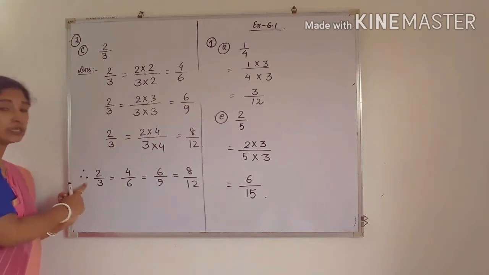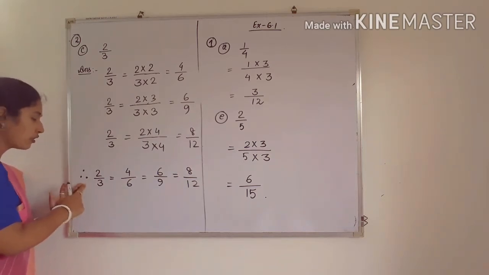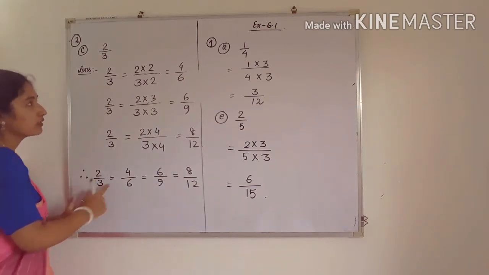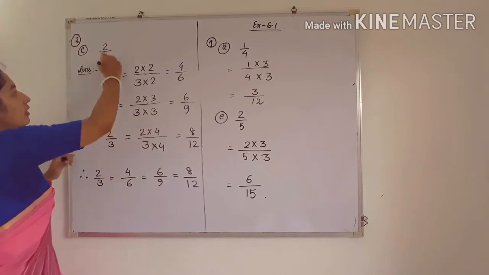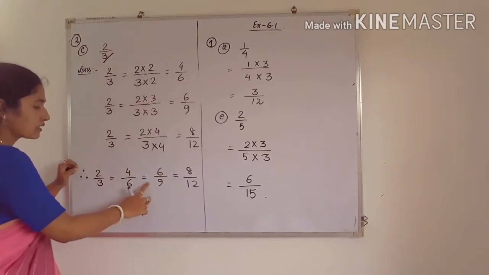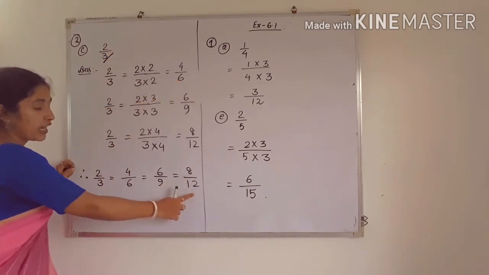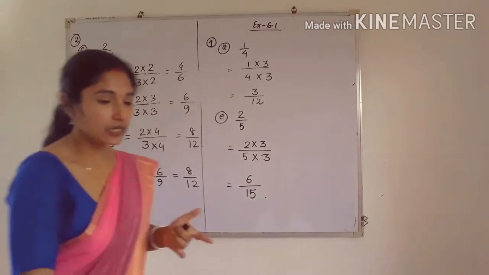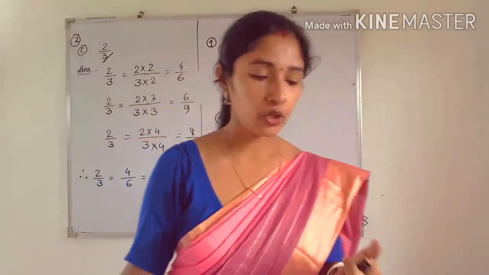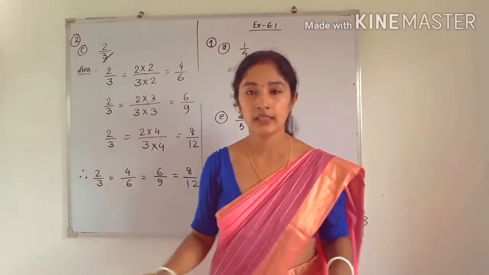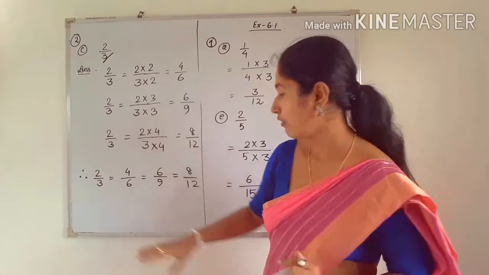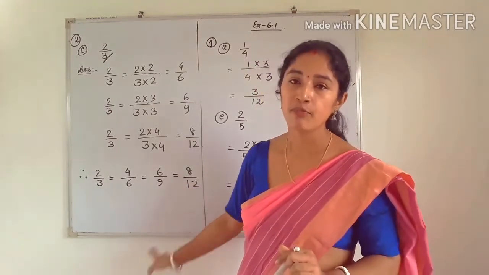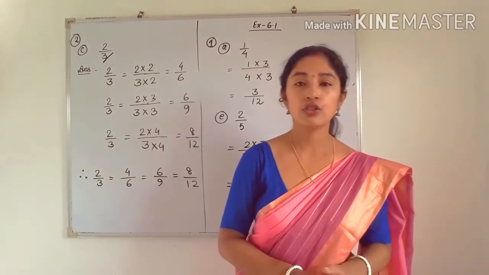So therefore, this three-dot symbol, what does it mean? Three dots written in this manner is called therefore. Therefore 2 by 3, that is this fraction, equals 4 by 6 equals 6 by 9 equals 8 by 12, which is written in number A also. Number 2A is also written like this. So finally you have to write in this manner. Okay, try to do the remaining questions of number 2.